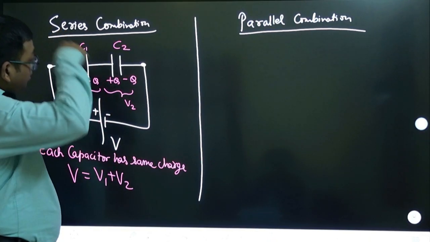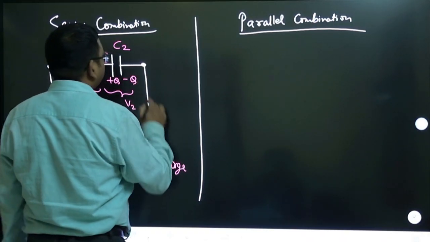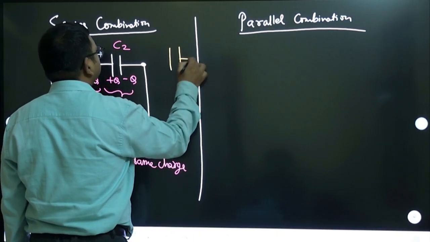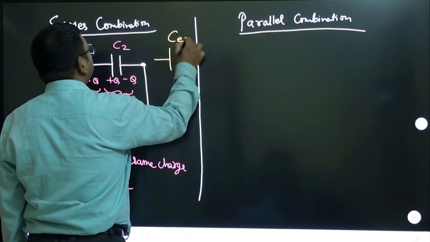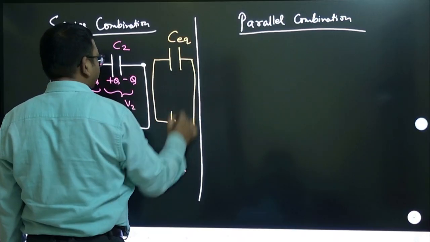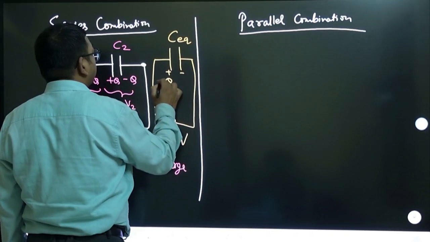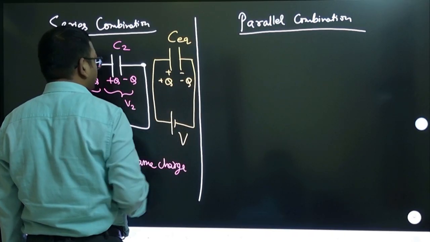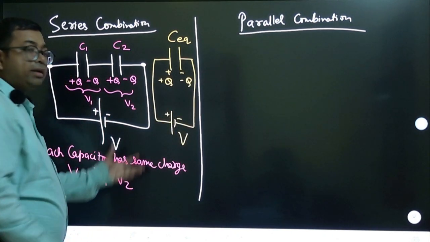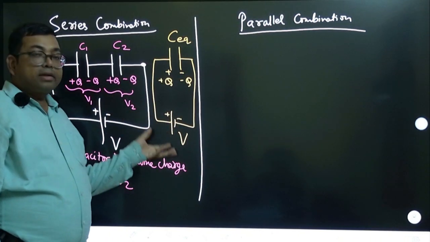Then what is called an equivalent capacitor. Equivalent means these two arrangements can be replaced by a single capacitor, which you can call C equivalent, and the same battery will be connected here, and the same charge plus Q, minus Q will be there on each plate. So C equivalent is a single capacitor which is connected with the same battery.